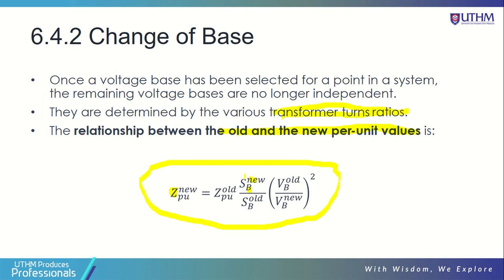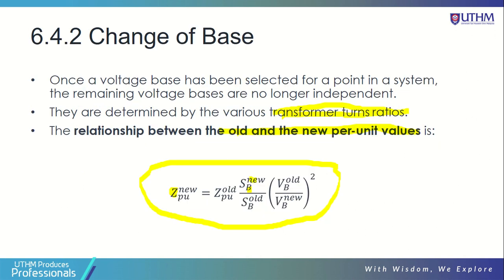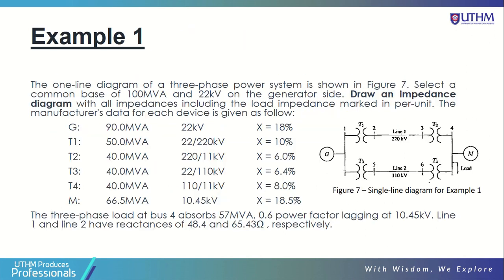S base system, times V base old divided by V base new. Okay, this is the formula. So to understand the concept of change of base, we can try this example. Let's say we have example 1: the one line diagram of a three-phase system is shown in figure 7.